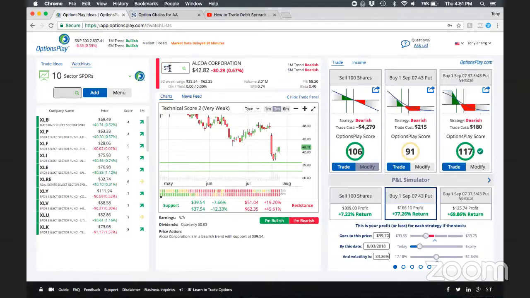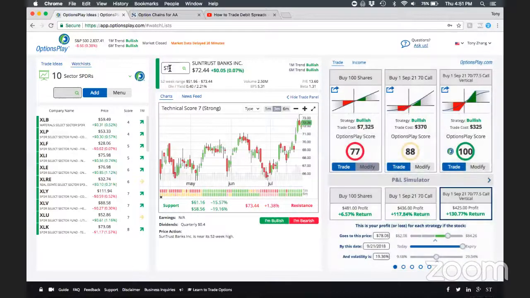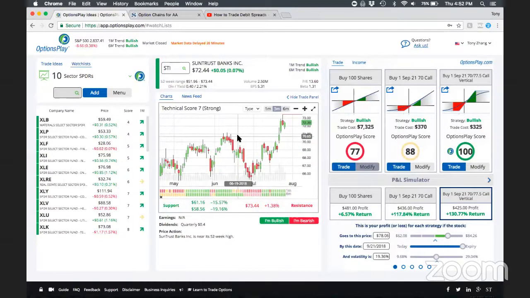Let's take a look at another example here. SunTrust Banks. This is one of the trade ideas that we provided today, actually. So I just want to utilize this as an example to show you why we picked this stock, right? So one of the reasons is we wanted to look at the financial sector. We always do a top-down approach here at Options Play. We want to look at what are the strong sectors and then try to find strong stocks from those strong sectors when we're looking for opportunities.